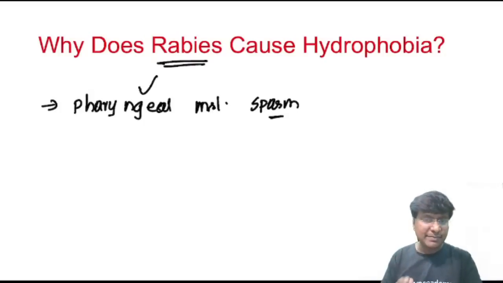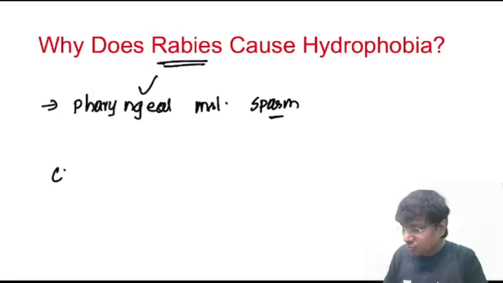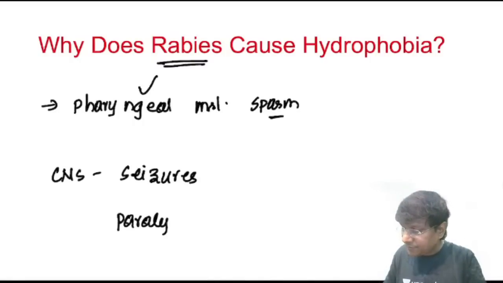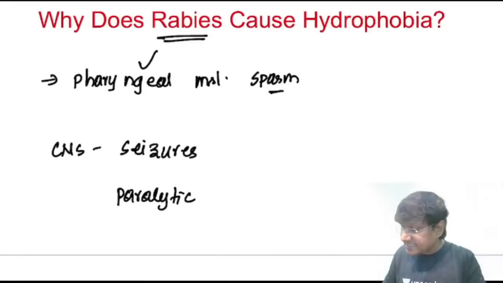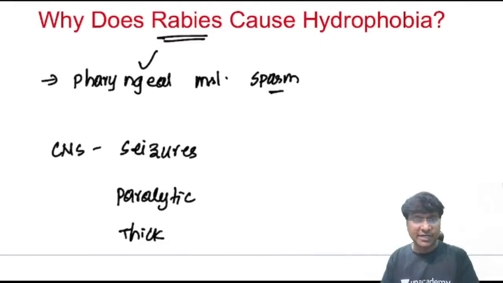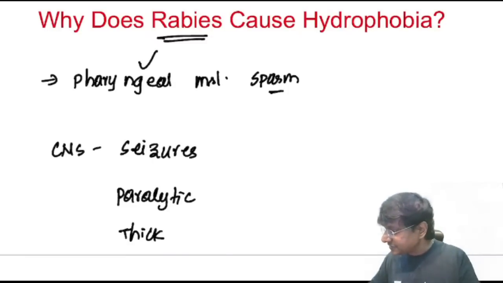Now in patients with rabies, you also have CNS manifestations. What will be those CNS manifestations in rabies? There can be development of convulsions. There is also a paralytic form of rabies. And the saliva of these individuals will be thick, tenacious saliva. Thick, tenacious saliva.